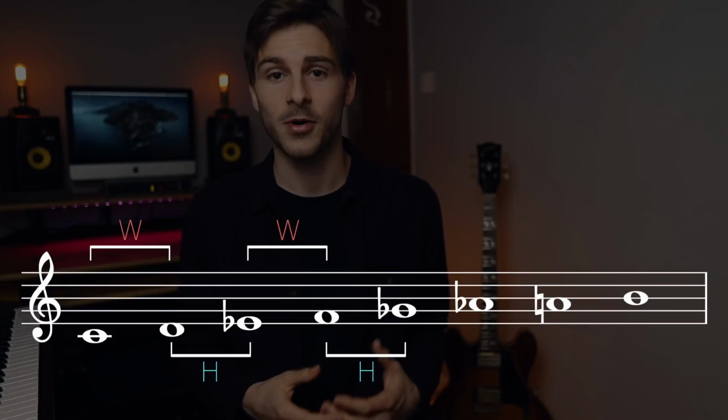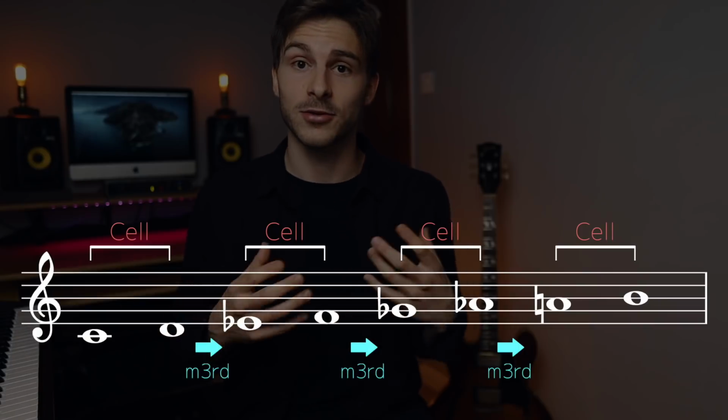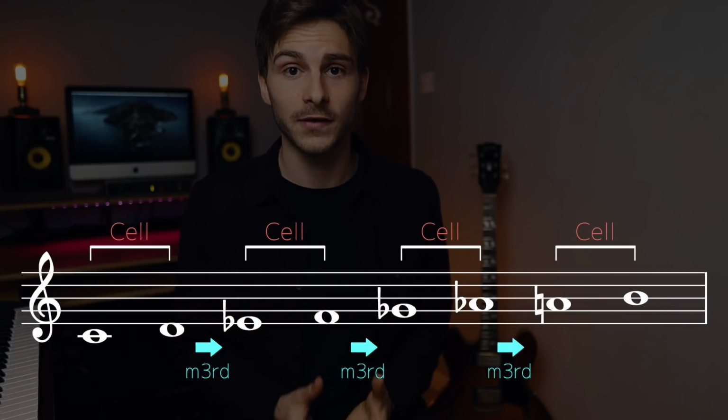Notice how the intervallic structure goes whole step, half step, whole step, half step, whole step, and then a half step, which brings us back to the root. It's important to mention that the reason this scale falls under the category of being one of the symmetrical scales is because of its repeated pattern. We have a whole step and a half step, which is acting as one complete cell. This cell then moves in minor thirds, giving us the rest of the notes within this whole half diminished.